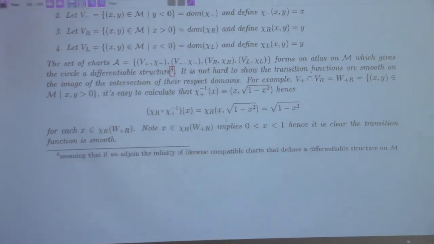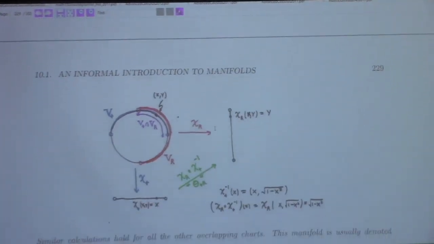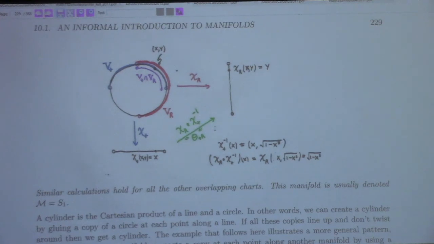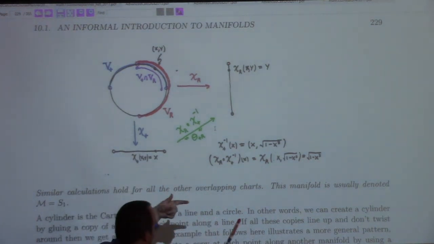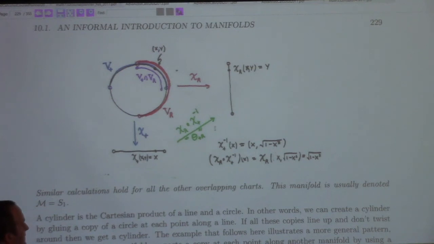And that makes the circle into a one-dimensional manifold. Anyway, a better picture of that. We usually just call this manifold S1 because it's the unit circle. So it's just a one-dimensional manifold.